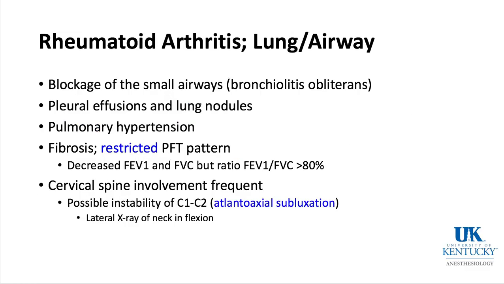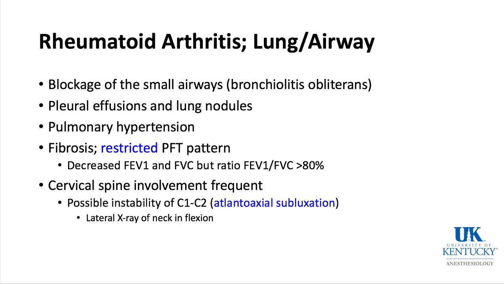Rheumatoid arthritis, what happens in the lung and the airway? You can have blockage of the small airways, bronchiolitis obliterans. You can have pleural effusions and lung nodules and even develop pulmonary hypertension. But one of the classic findings of rheumatoid arthritis is fibrosis of the lung. When the lung becomes fibrotic, FEV1 and FVC can both go down, and the lung has a restricted pulmonary function test pattern where the FEV1 over FVC ratio is still greater than 80%, but both are decreased.